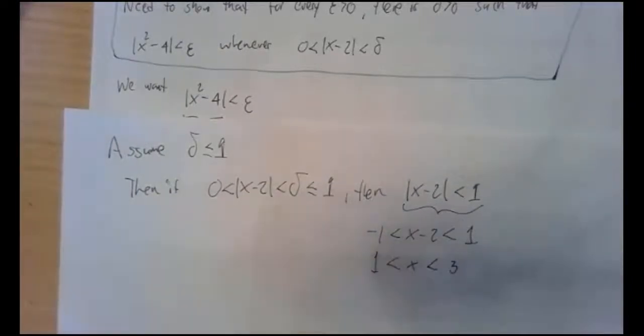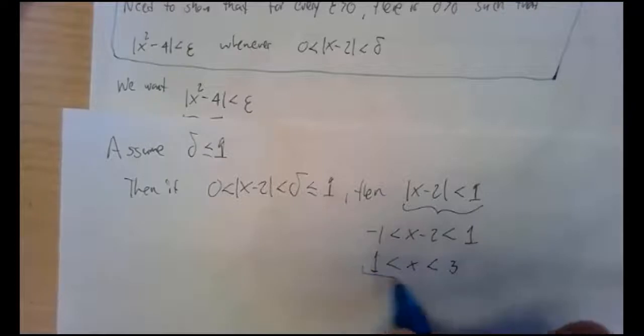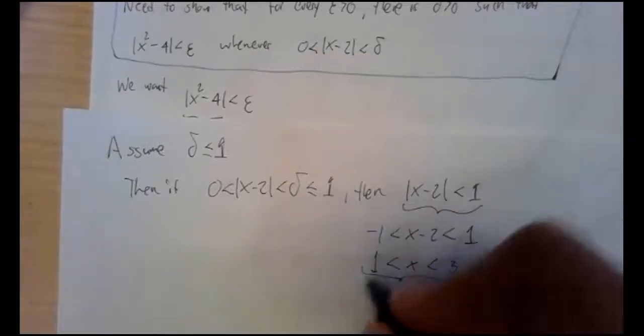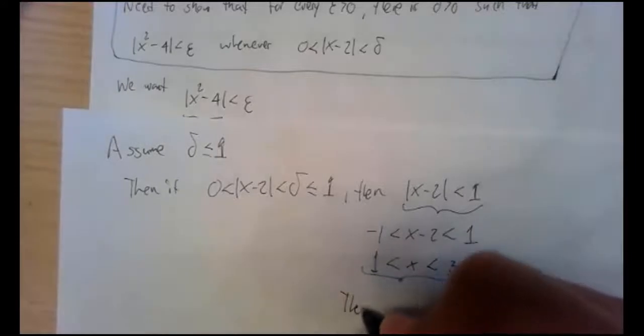And this achieves what I want, right? Now my x is kind of far away from -2, right? x is between 1 and 3, and that's good. It's far away from -2. It's all I wanted. So then I can see if I can control x plus 2. So then what happens with x plus 2? Then x plus 2 is between 3 and 5, correct?